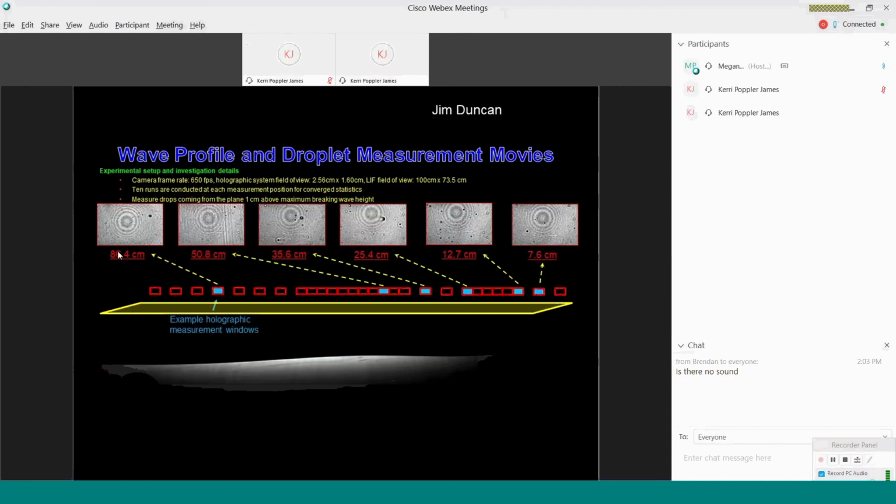On the top, you see 6 holographic movies of the droplets coming off the surface. We're able to track droplets down to 50 microns as they move above this measurement plane we have. And on the bottom is the profile of the breaking wave. If only you could see it play.